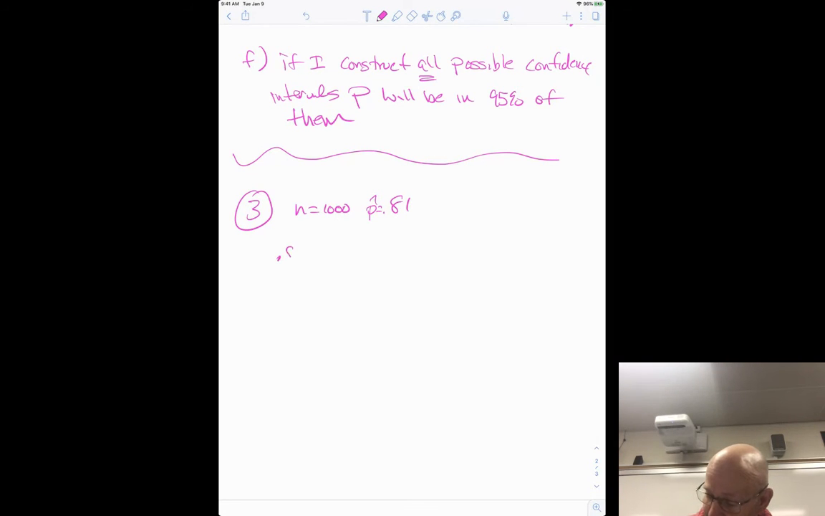So I'm just going to go 0.81 plus or minus 1.96 times the square root of 0.81 times 0.19 divided by my sample size, which was 1,000. So we'll do that, 1.96 times the square root of 0.81 times 0.19 divided by 1,000. And I get 0.024, 81% plus or minus 2.4%.